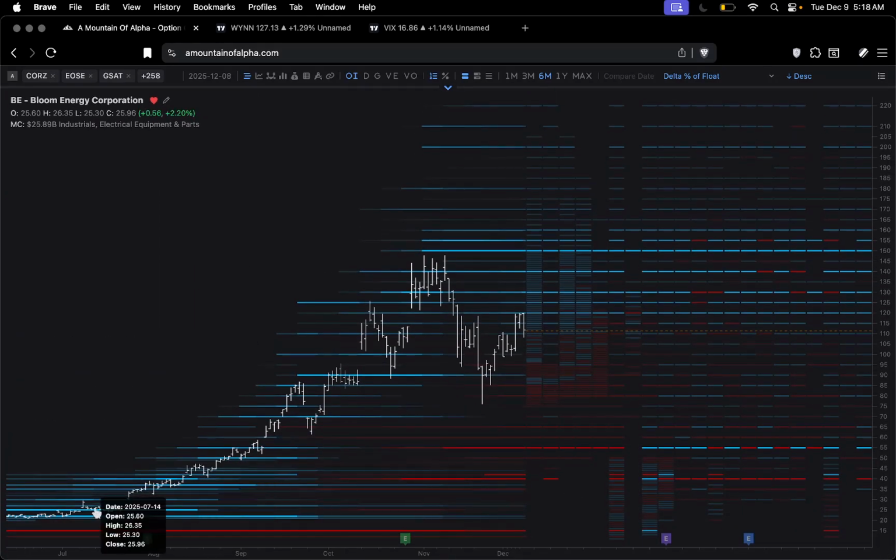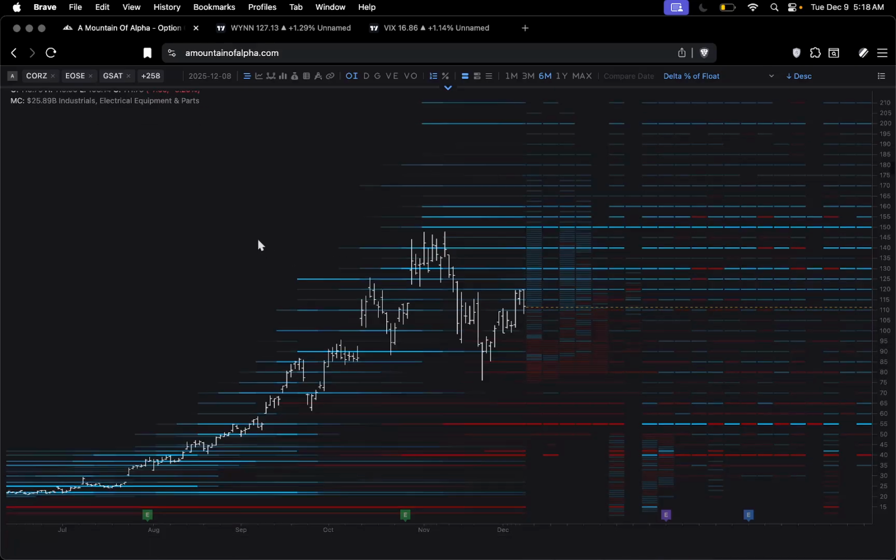Bloom Energy has been a killer trade. It's kind of here nor there now. Big buys at 55, targeting 150. It's here nor there, right? You just can't really construct trades like that.